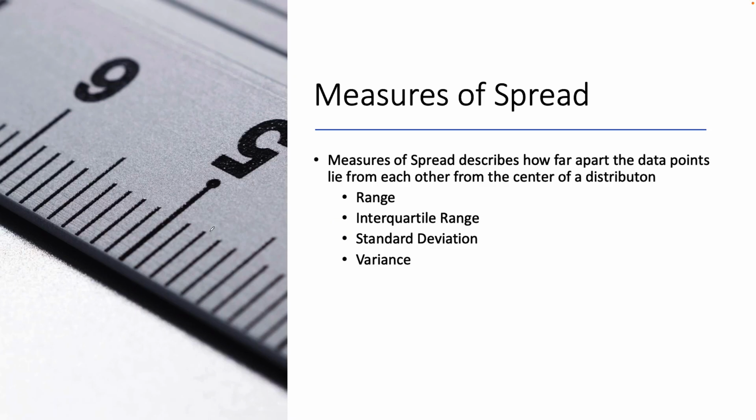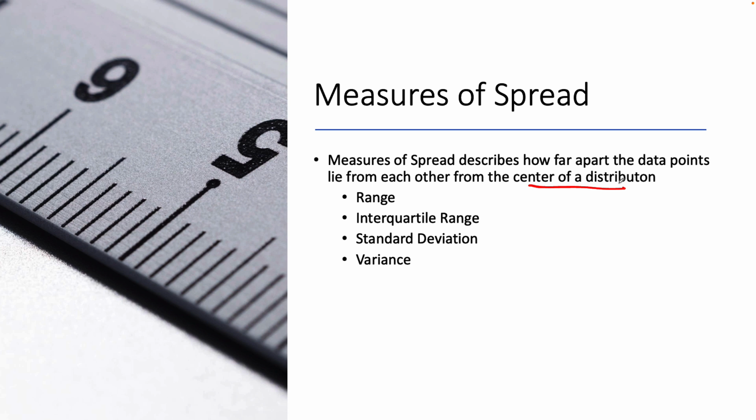So let's get started and start by understanding what exactly this measure of spread is. The measure of spread describes how far apart the data points lie from each other from the center of a distribution. You are already aware of the center value in the distribution, which we covered in the last video, that is measures of central tendency. So the measures of spread tell me how data points lie from each other from that measure of central tendency. That's the overall idea behind the measures of spread.